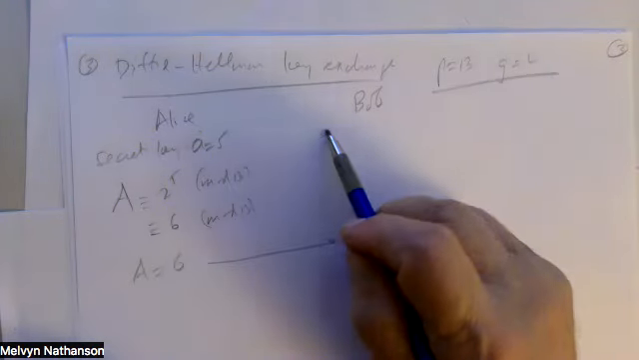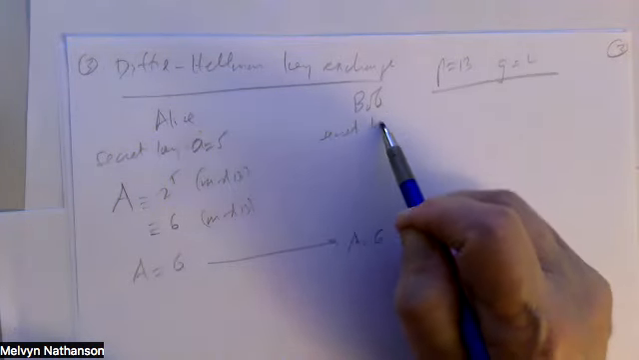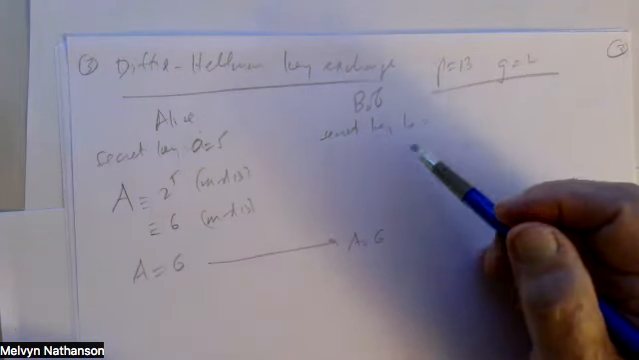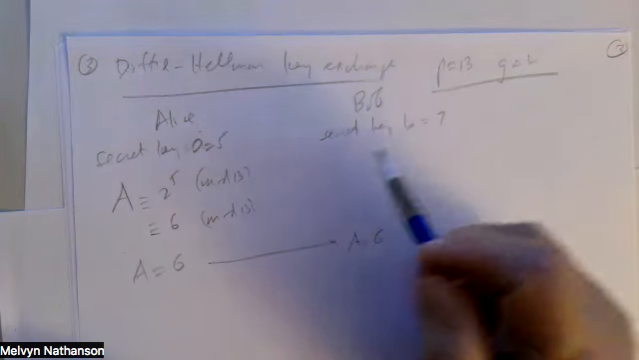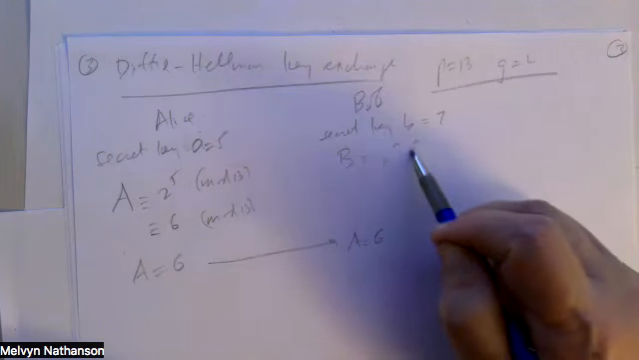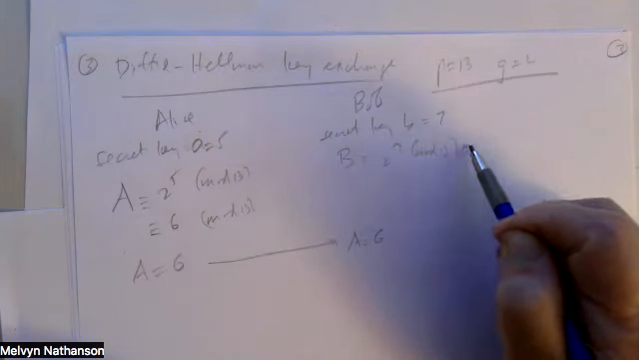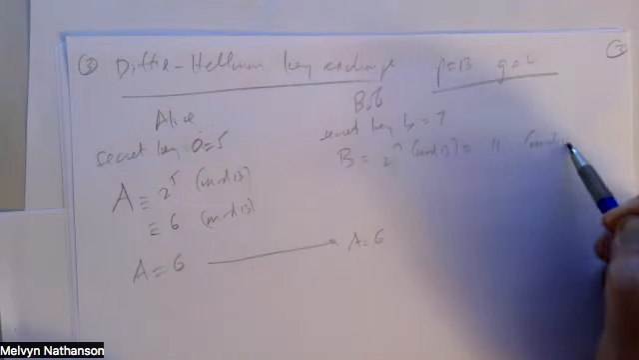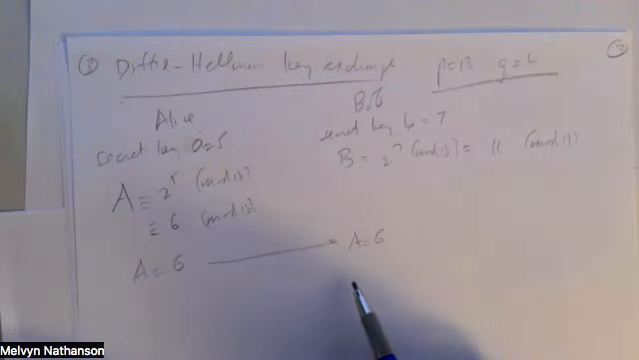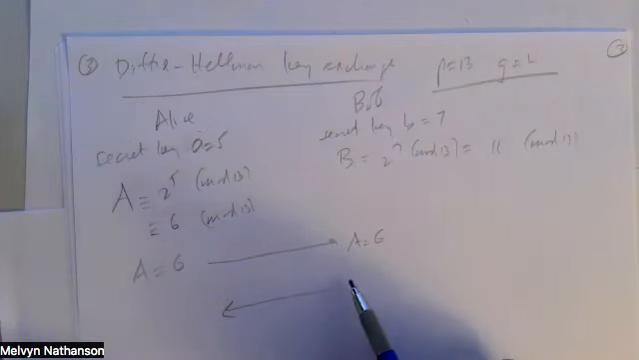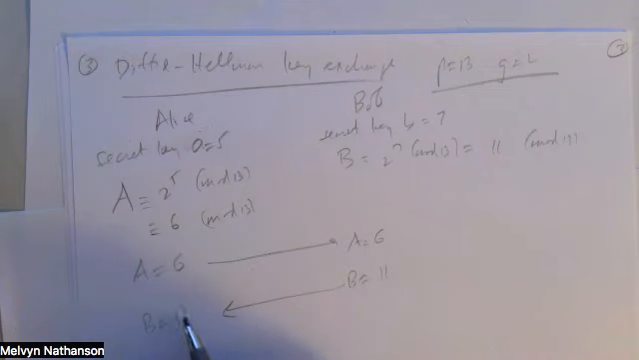Bob, meanwhile, his secret key, little b, is equal to 7. So the number capital B that Bob calculates is 2 to the 7th mod 13. 2 to the 7th is 11 mod 13. So Bob sends his number B equal 11 to Alice.